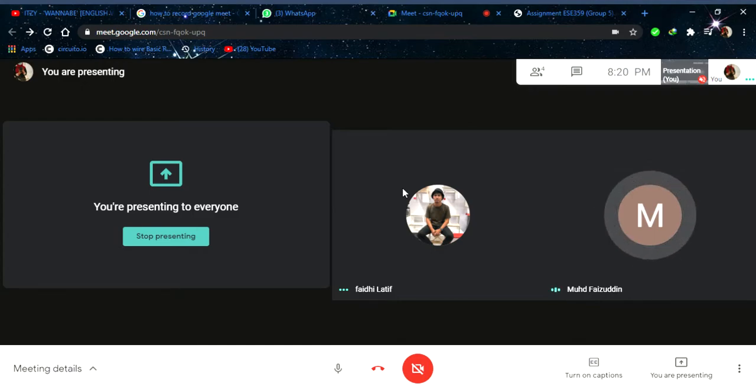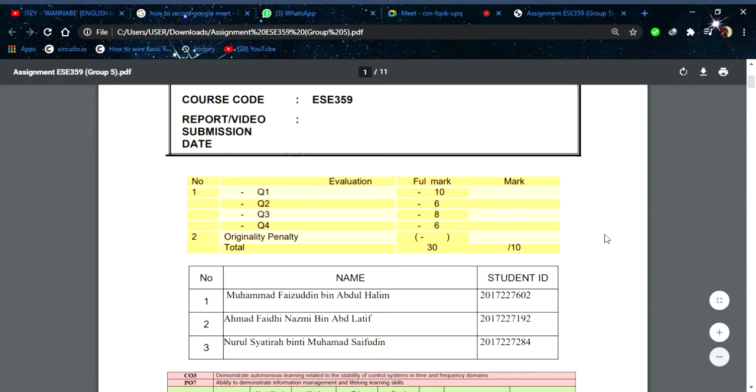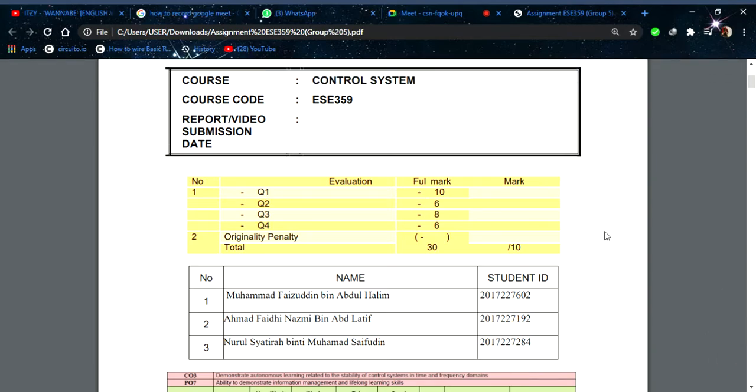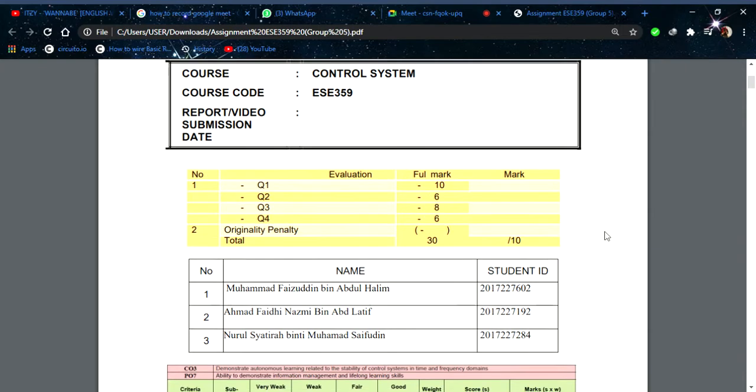Kami daripada grup 5 mempresentkan untuk present assignment yang diberi, iaitu control system. Terdapat 4 soalan dan dibahagikan soalan 1, 2, 3 dan 4. Dan saya bagi pada soalan 1, Syatirah untuk present.